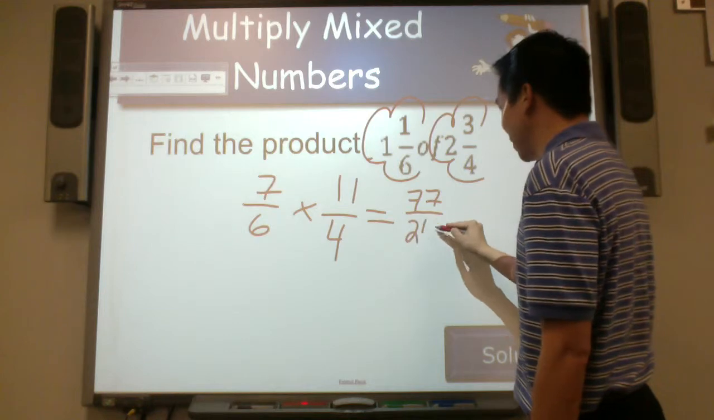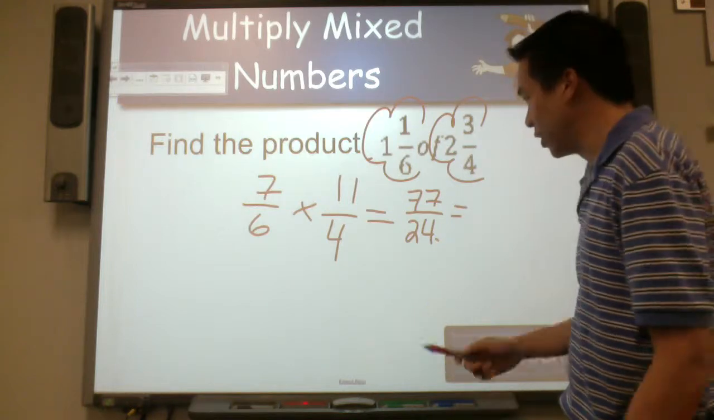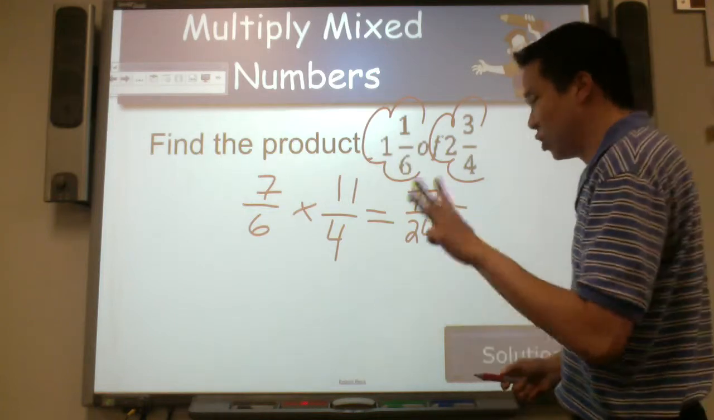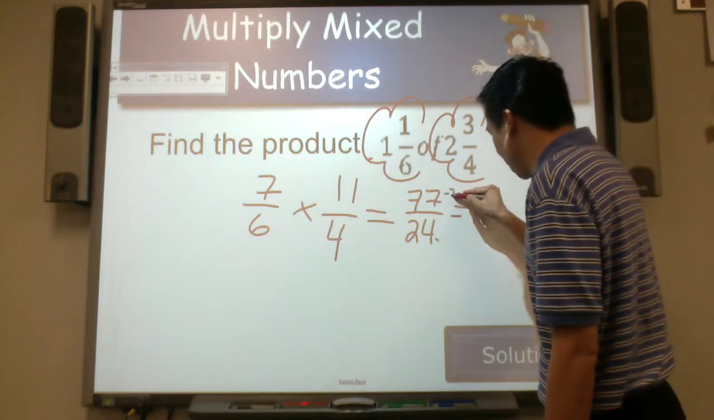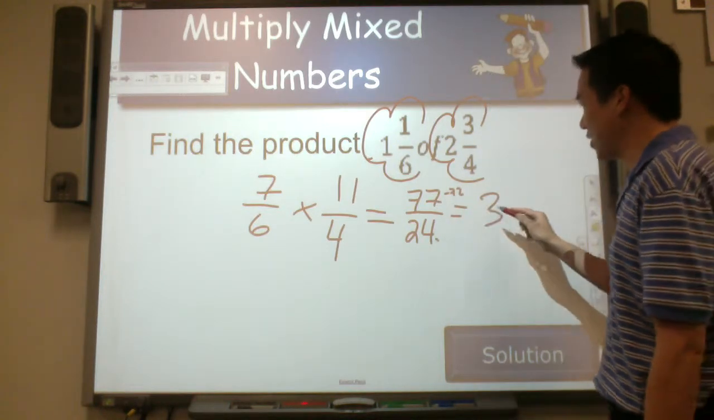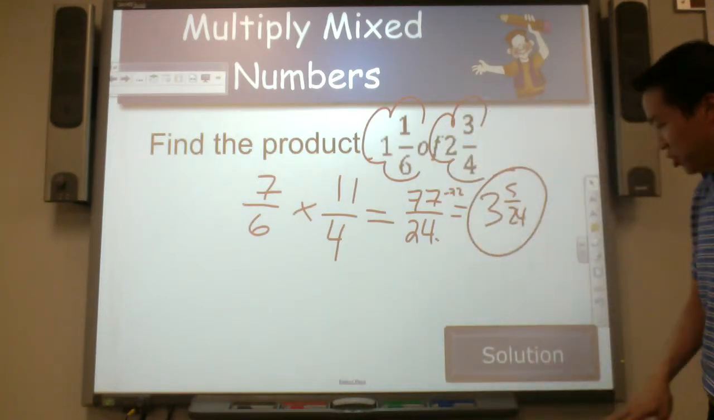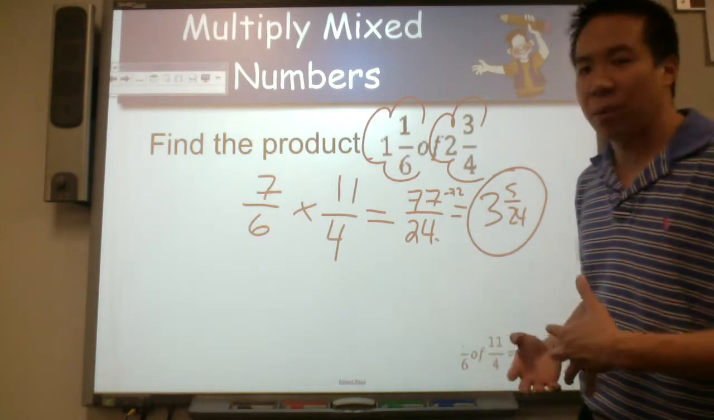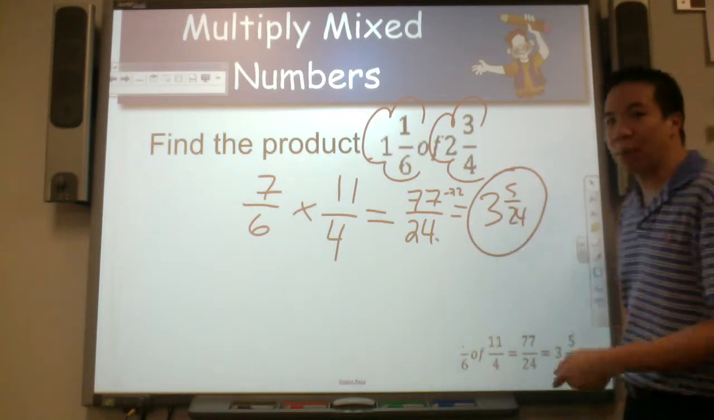Now times it away. 77 over 24. How many 24s go into 77? Let's see, you have 24, 48, 72. So it's 3 groups of 24 that go into 77, which is 72. What do you have left over? 77 minus 72 is 5. 3 and 5/24. And let's click my solution, and yes, I got it correct. 77/24, which is the same as 3 and 5/24. 77/24 is an improper fraction. It's okay, but most of the time they would like you to turn it back into a mixed number.